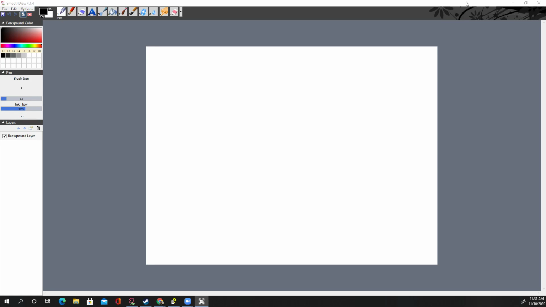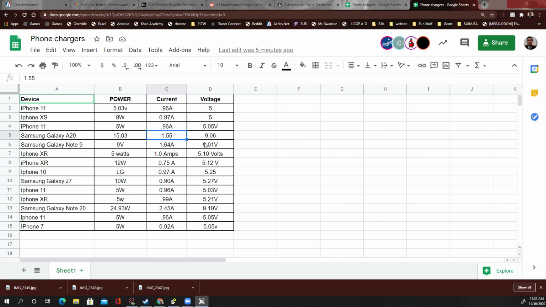Your job today is to calculate how long it would take to charge these phones. And we need to know two things. How fast are you sending electricity to them, right here, the current, and what is the capacity of the phone? So we're going to go to iPhone 11 right here.